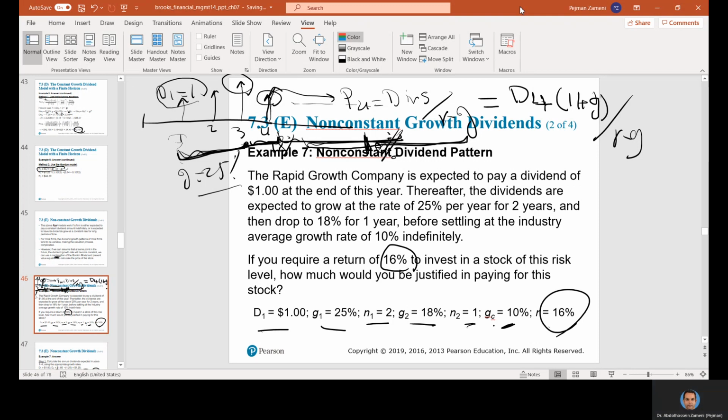Okay, let's see. D1 is 1, G1 is 25% for 2 years, G2 is 18% for 1 year, and after year 4, the growth rate is 10%.